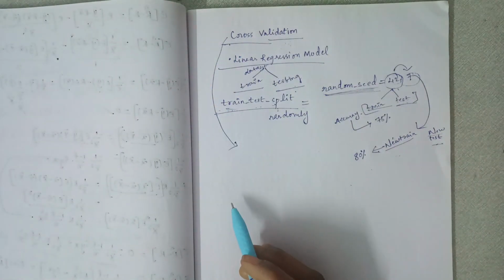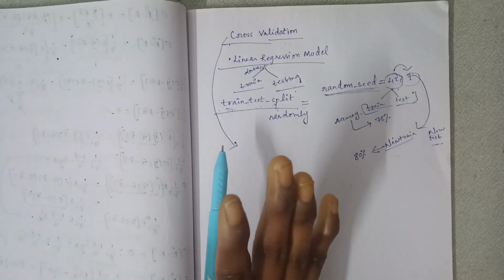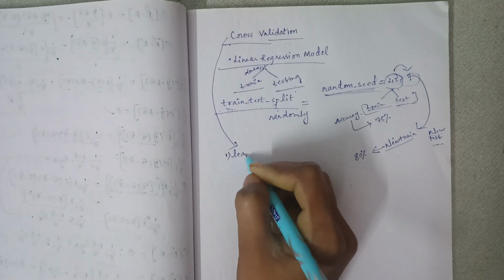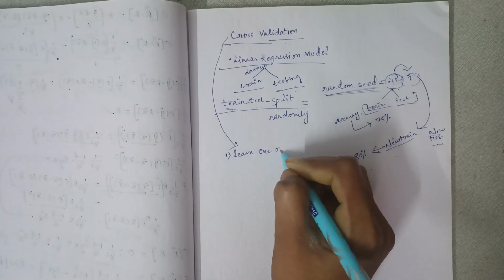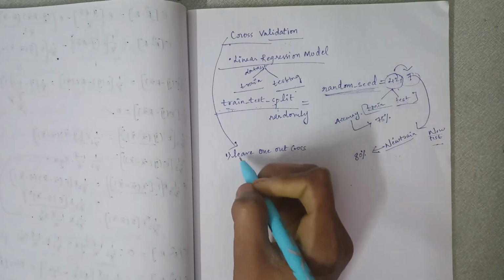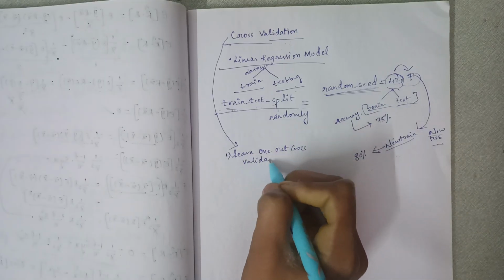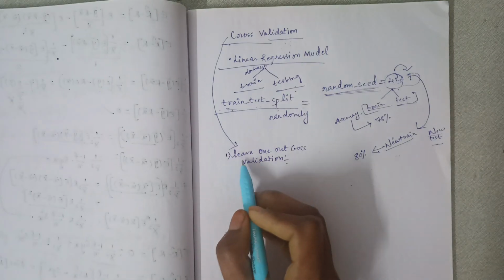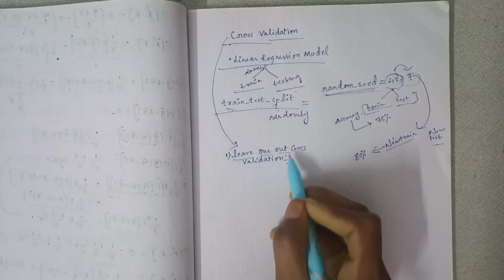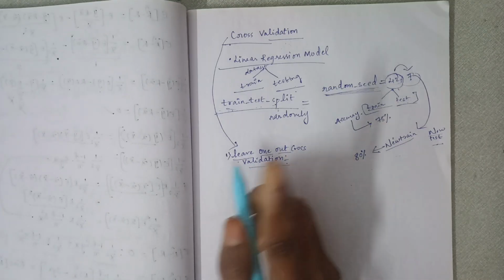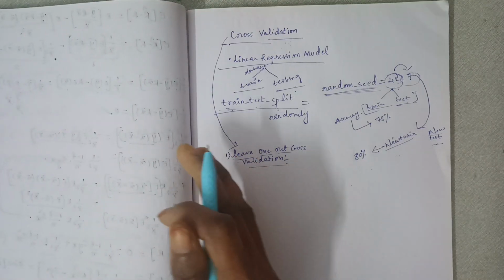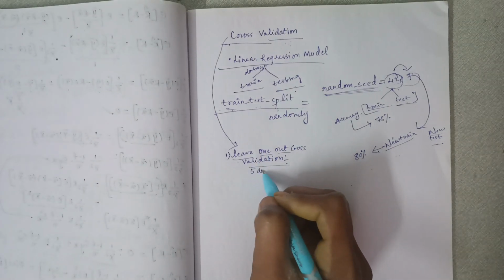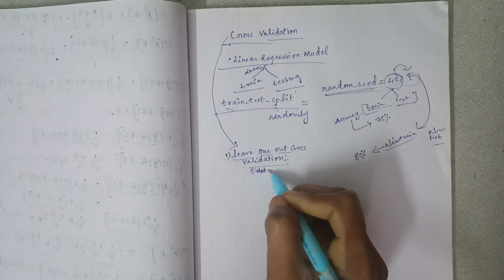And in cross validation, we have 4 types. The first method is leave one out cross validation. As the name suggests, leave one out cross validation is nothing but leaving one observation out of all the observations. Let us consider we have 5 data points or 5 records.